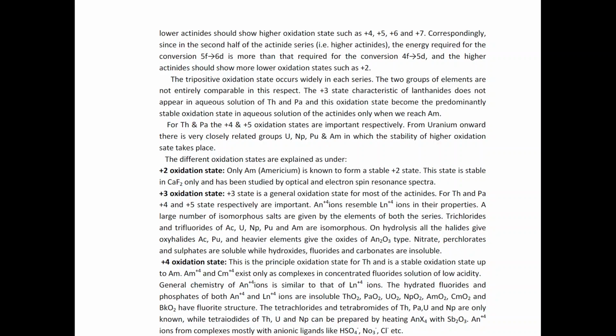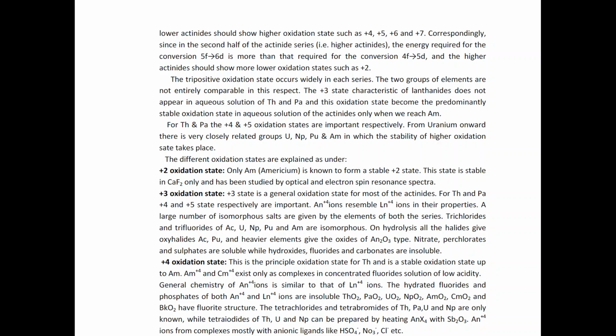Correspondingly, in the second half of the actinide series, that of higher actinides, the energy required for the conversion of 5f to 6d is more than that required for the conversion of 4f to 5d, and the higher actinides should show lower oxidation states such as +2. So the tripositive oxidation state occurs widely in each series. For thorium and Pa, it is +4 and +5. The different oxidation states are explained as under.